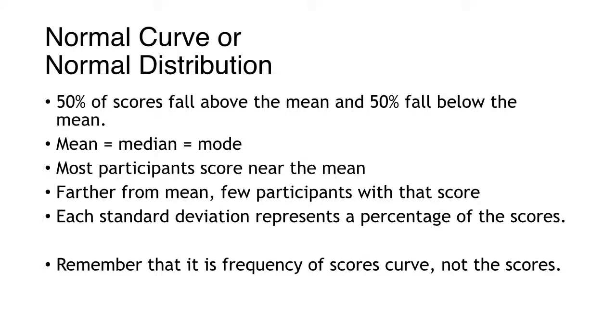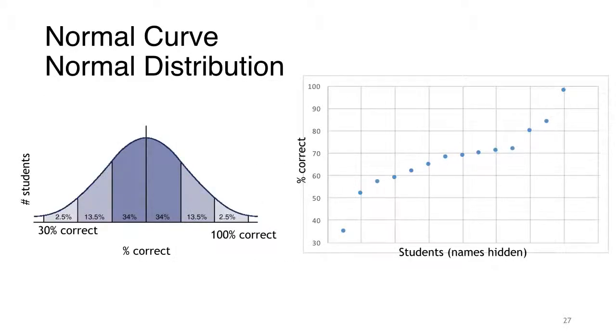And each standard deviation represents a percentage of the scores. So remember that. Here on the left, I've got a standard deviation. Each of these lines represents my standard deviation, or my distance from the mean. And you can see that in a normal curve, they fall like that. So when you actually draw your frequency distribution polygon, it's not going to look like your normal curve, because your standard deviation is going to be unique for every set that you do. This is the ideal.